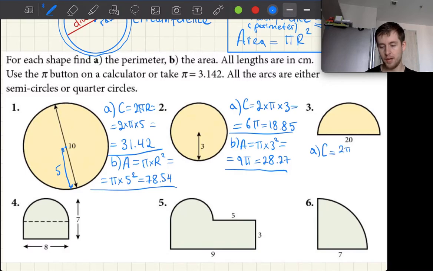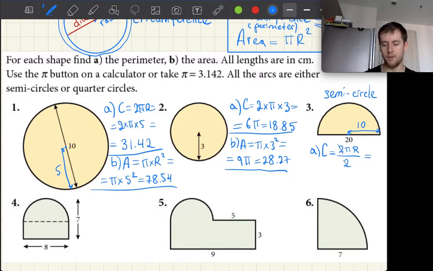Remember, this 2 pi r is for the full circle, but we don't have the full circle. We only have half of it. So that means we do 2 pi r divided by 2. And radius, don't forget, in this case, the diameter is 20. The radius of this circle, or in this case, this is called a semicircle, that means half the circle. So 10 is the radius of the circle, right?